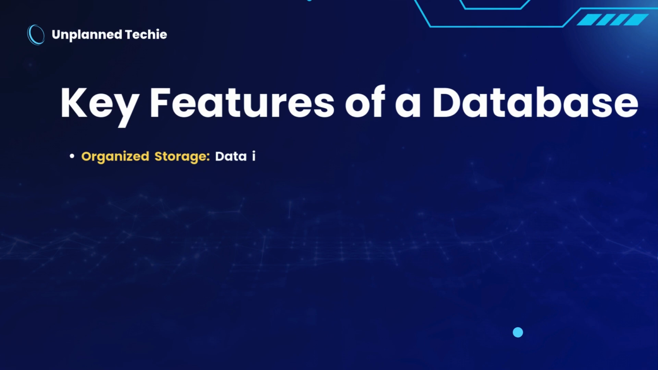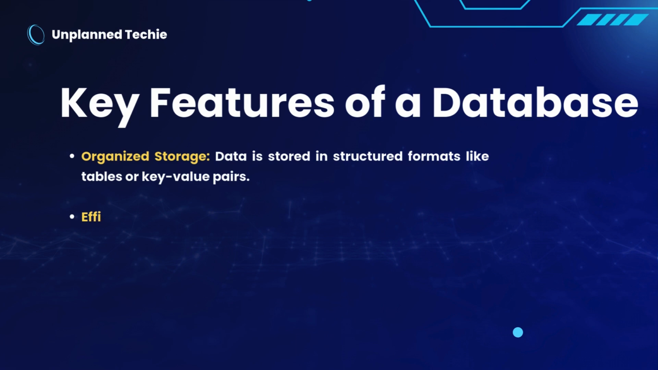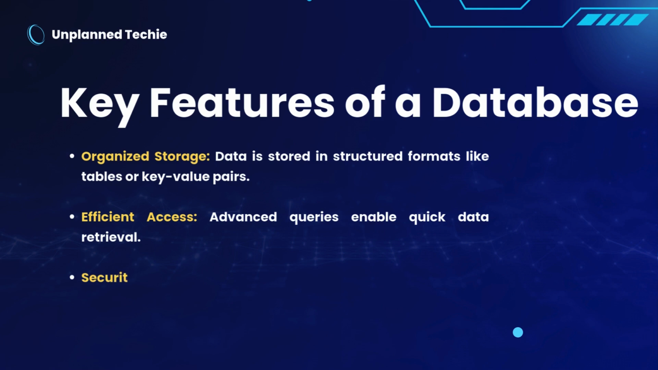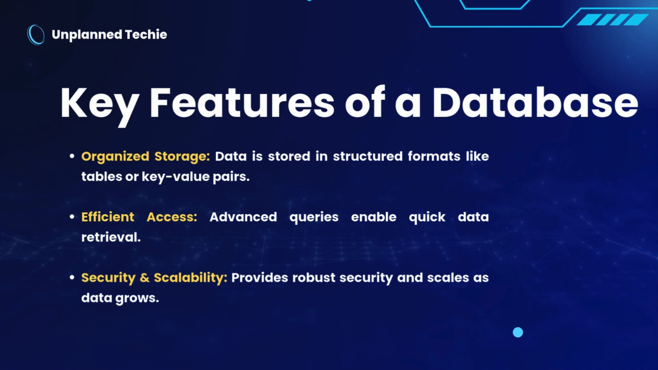A good database has a few key features: organized storage, efficient access, and security and scalability. First, data is stored in structured formats such as tables or key-value pairs. This organized storage makes it easier to manage and retrieve information. Next, advanced querying capabilities ensure efficient access, allowing you to retrieve data quickly. Finally, robust security measures protect your data, and scalability features allow the database to grow as your data grows.